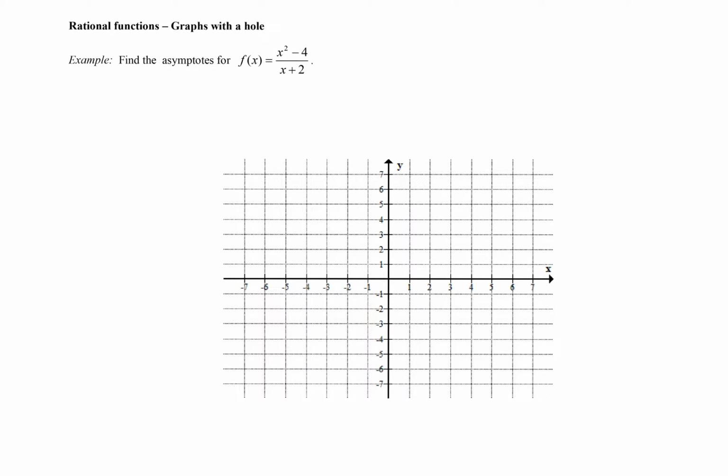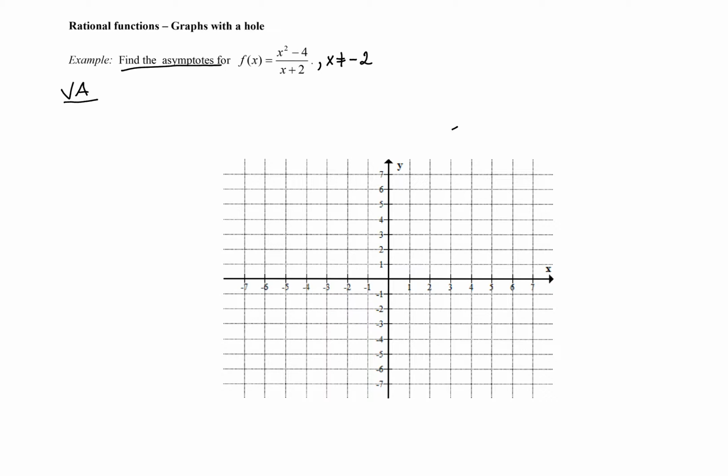Let's consider the function f of x equal x squared minus 4 over x plus 2. The domain of that function is the set of all values of x that are different than negative 2. We are to find the asymptotes of that function. Well, let's start with the vertical asymptote.